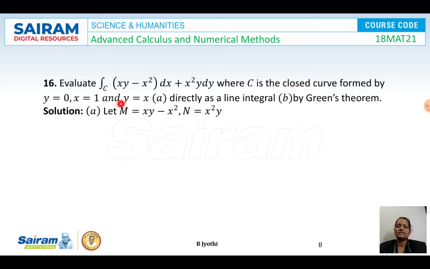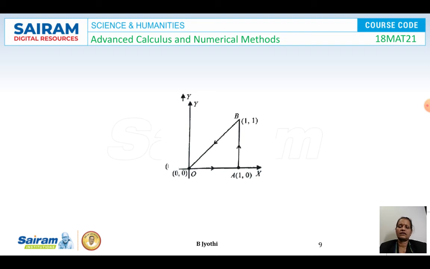So let m is equal to xy minus x square and n is equal to x square y. Now this is the diagram for the question what they have given. It is 0 to a and a to b. Directly if you want to integrate by the line integral, we have to evaluate 0 to a, a to b, then b to o we have to integrate. And then we have to see where it is changing the variable.